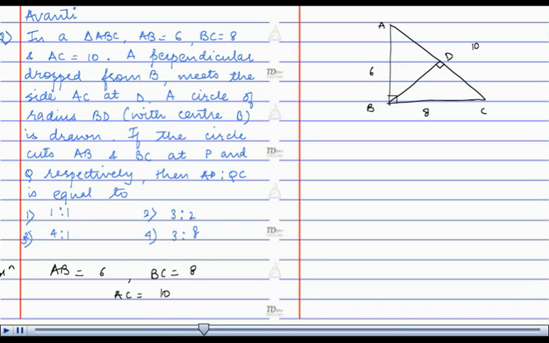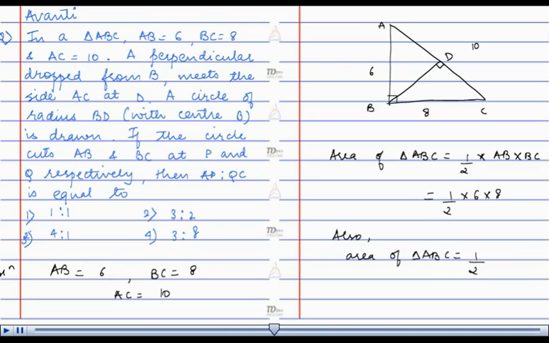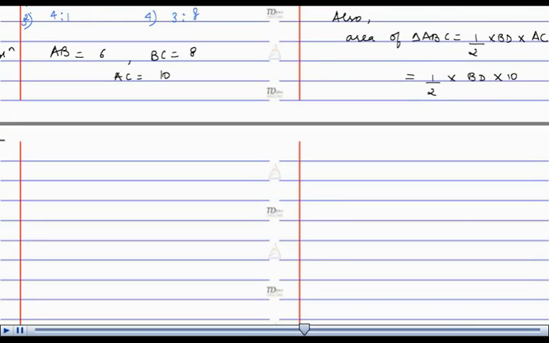Now we have to find the length of side BD. Let area of triangle ABC is equal to half into AB into BC, that is equal to half into 6 into 8. Also, area of triangle ABC is equal to half into BD into AC, that is equal to half into BD into 10. Since both these areas are equal, therefore we can write half into 6 into 8 is equal to half into BD into 10. On solving the above, we get BD is equal to 4.8.